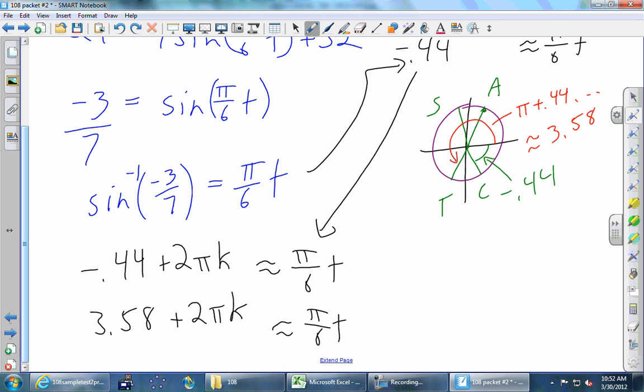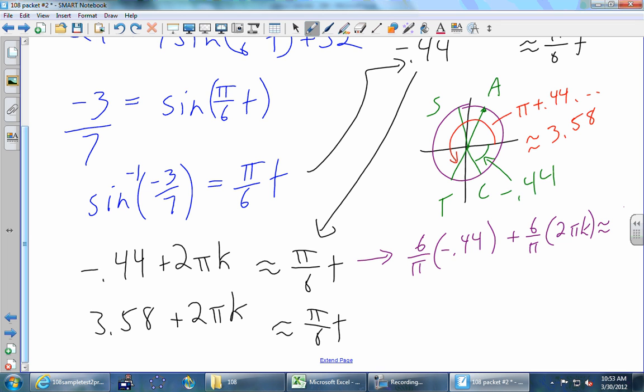And then we'll divide both sides by pi over 6. I don't really like dividing by fractions. What could I multiply by? 6 over pi. So let's multiply both sides by 6 over pi. So we get 6 over pi times negative 0.44 plus, and then we're doing 6 over pi times the other guy as well. And if I do that, we should have our hands on a formula for t. And we do the same thing down below.